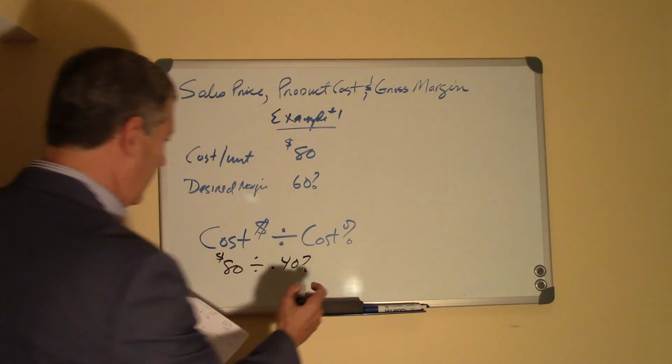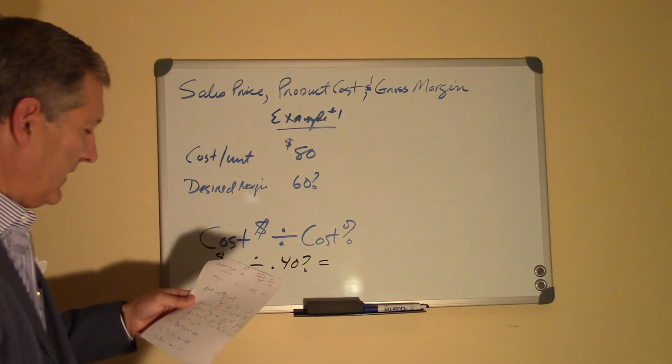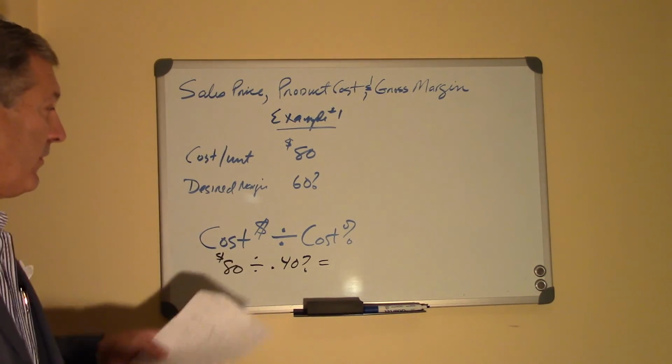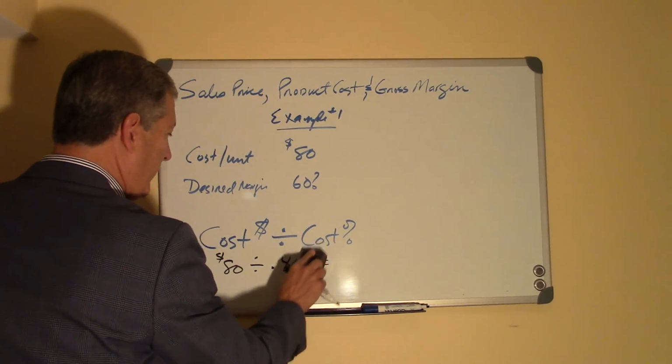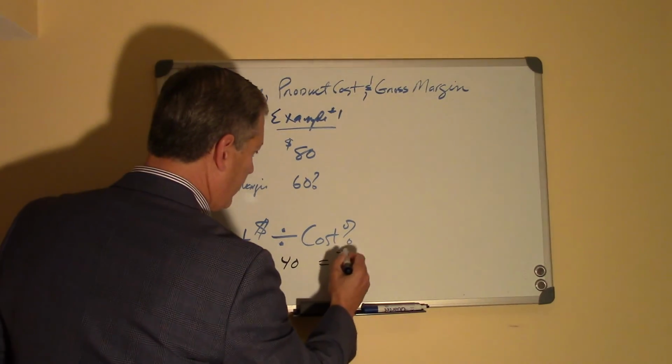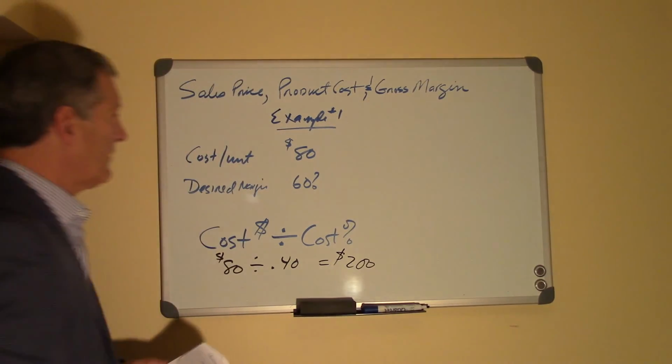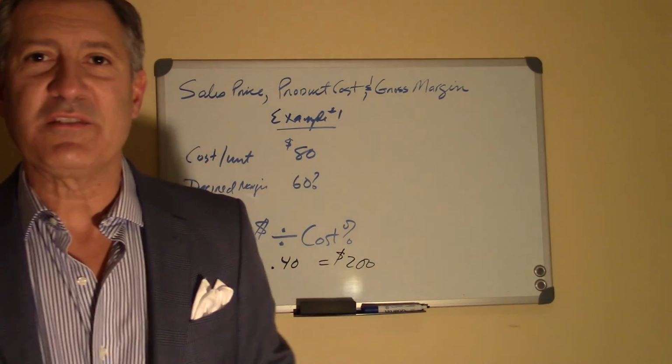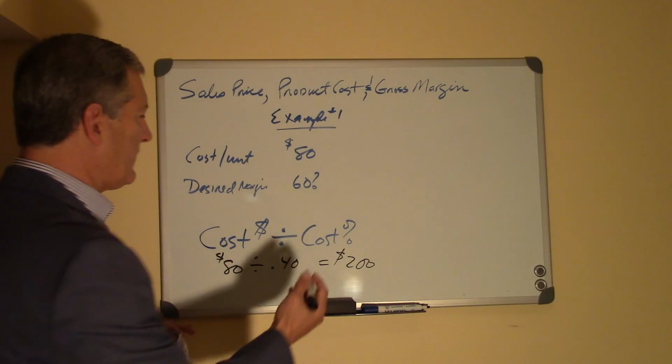So in this example here, $80 divided by 0.40, not 0.40%, but divided by 0.40, is going to equal $200. That's what we're saying the sales price needs to be. So let's look at that.